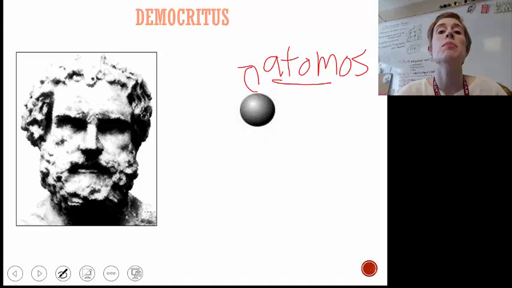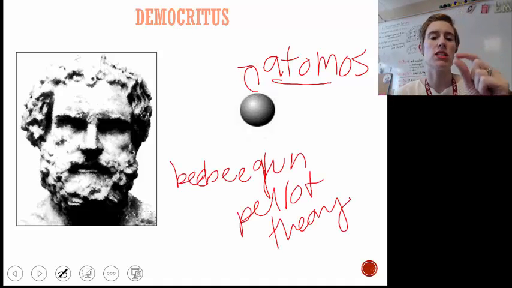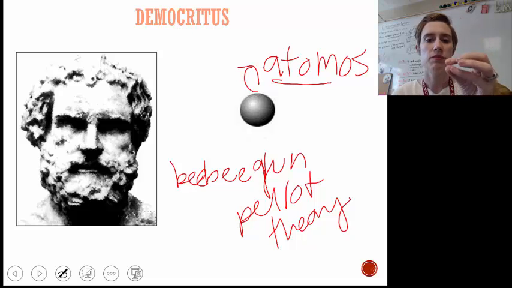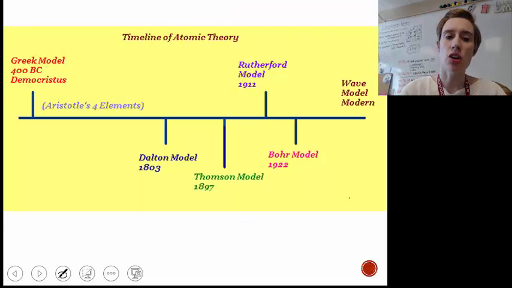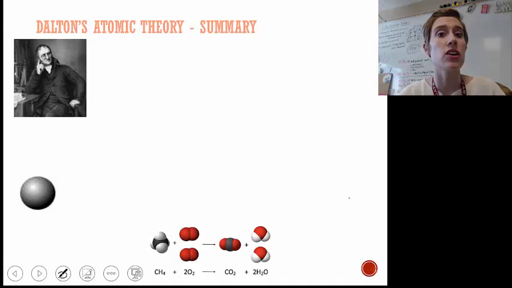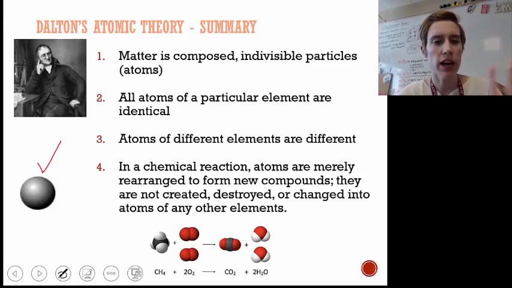So I call this the BB gun pellet theory. He thought atoms were super tiny, you can't cut them, like basically hard little spheres that you can't cut. So anyway, that's what he thought. Dalton comes along 2,400 years later, and we're now learning something about the atom. He still thinks this is right, which it's not, but whatever. He still thinks in the idea of atomos.